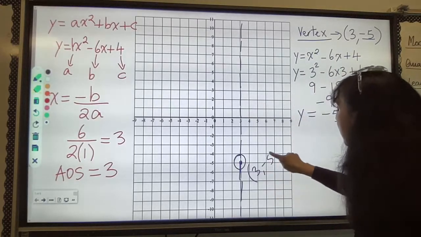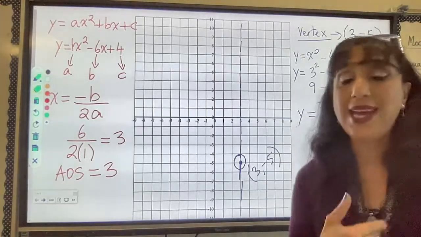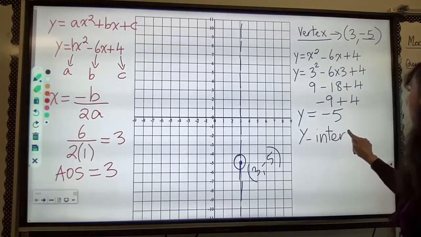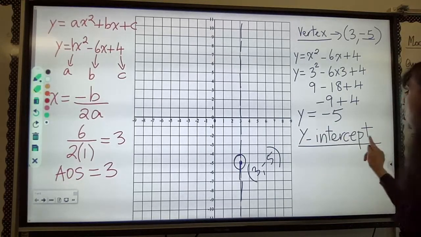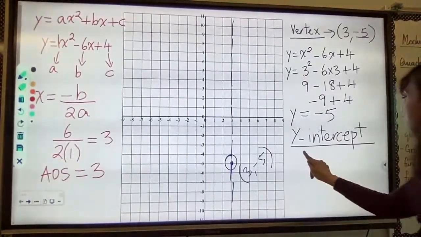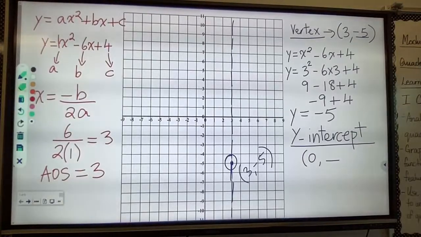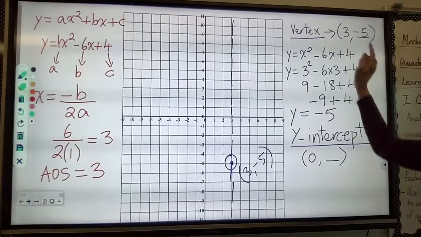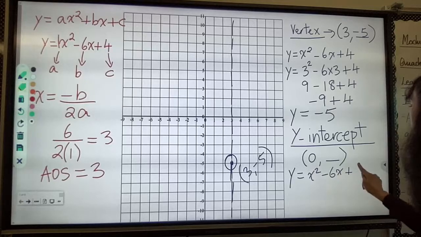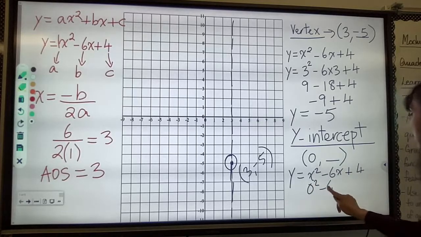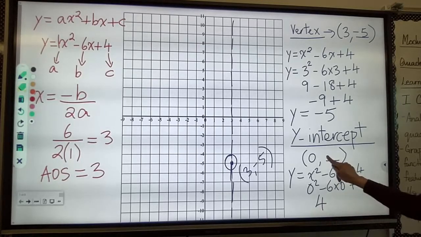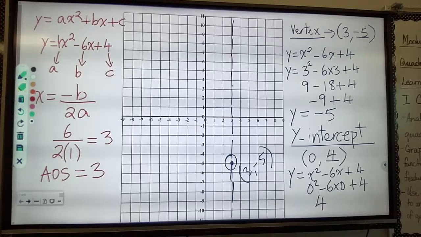Okay? And then the next thing I'm going to do is find the y-intercept. And to find the y-intercept, I know that x is 0. So in the y-intercept, my x is 0. So I am going to be doing 0 and something that I'm going to get here, right? So I'm going to go ahead and use the same equation. y is equal to x squared minus 6x plus 4. So 0 squared minus 6 times 0 plus 4. And so I end up with 4. So (0, 4) is my ordered pair.